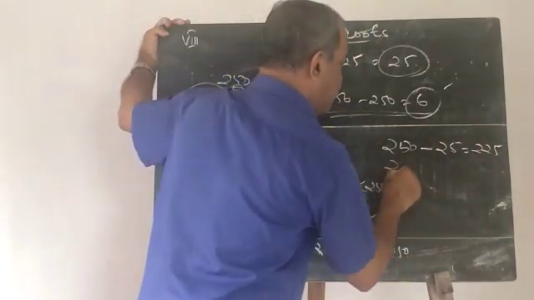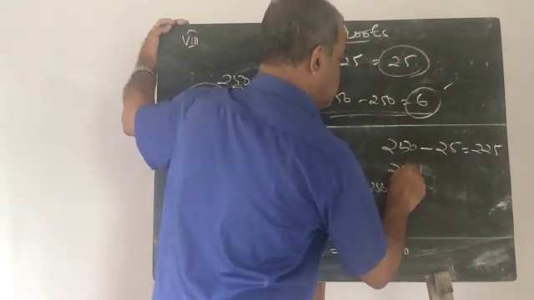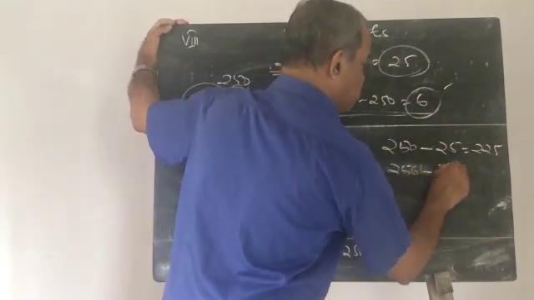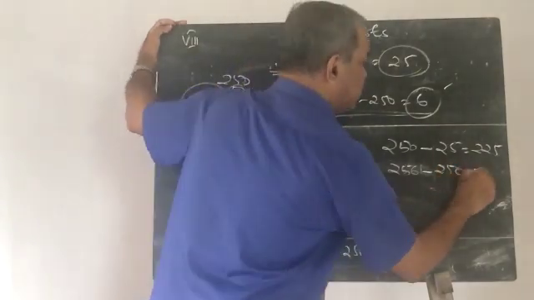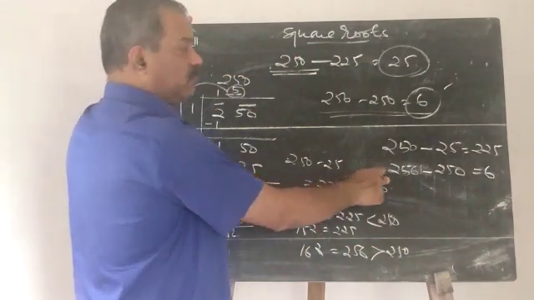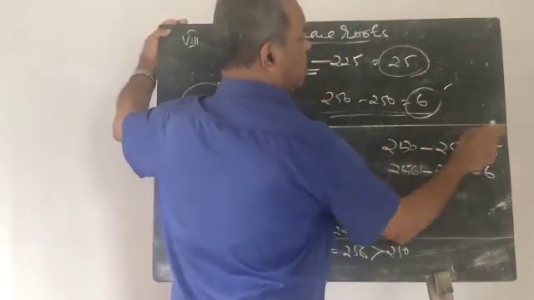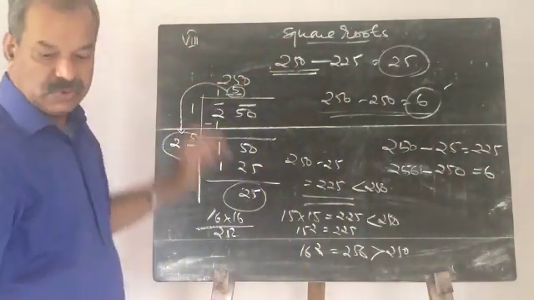When we subtract 250 from 256, we get 6. When we add 6 to 250, we get a perfect square. When we subtract 25 from 250, we get a perfect square.